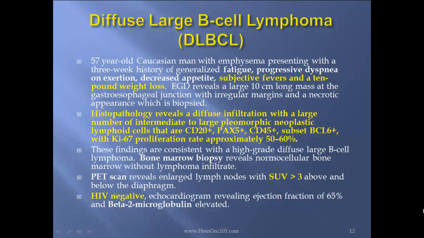Bone marrow biopsy reveals normal cellular bone marrow without lymphoma involvement. PET scan reveals enlarged lymph nodes with SUV more than 3 above and below the diaphragm. HIV negative, always check HIV. Echo revealing EF of 65%, always check echo in anticipation of anthracycline, and beta-2 microglobulin elevated.